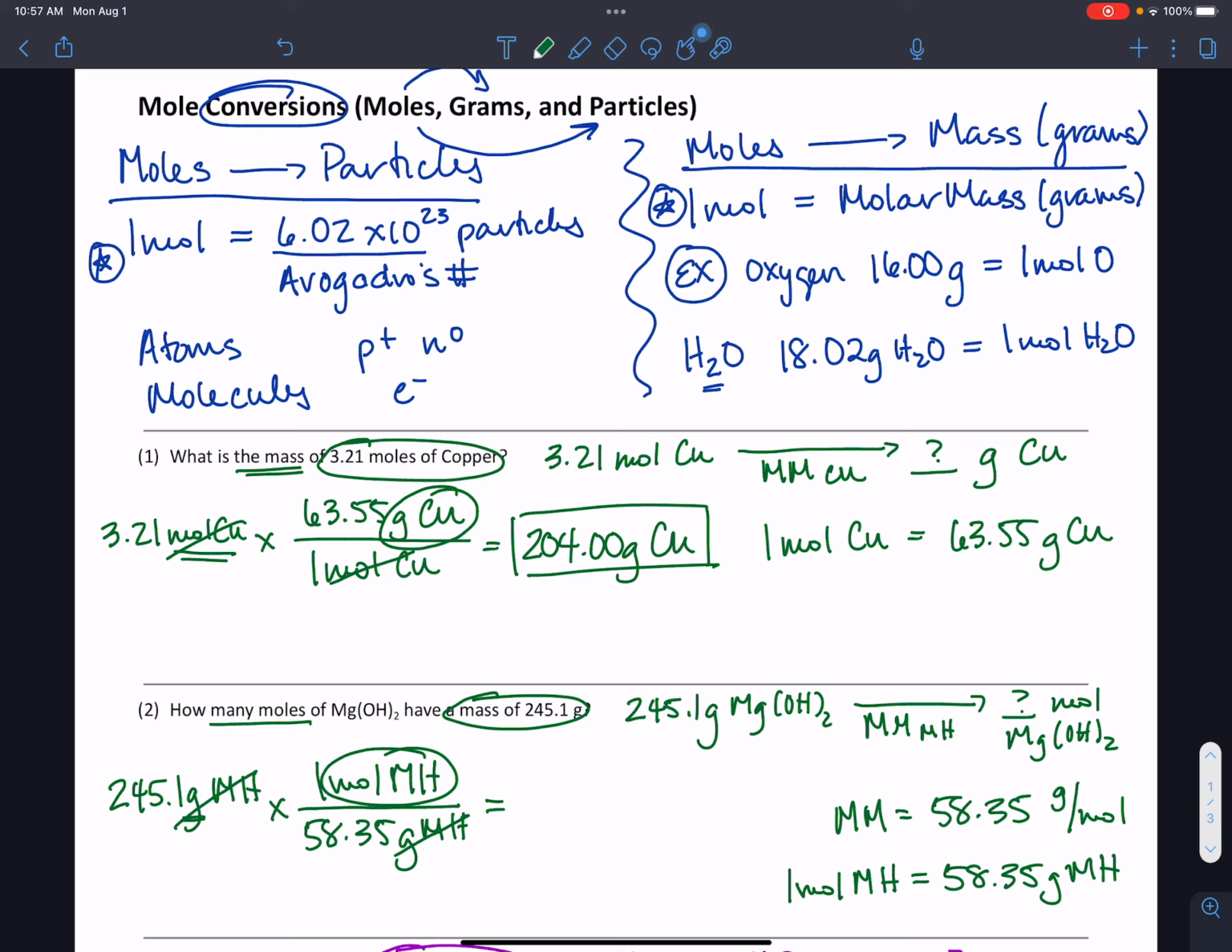So I get my calculator and I divide 245.1 by that 58.35, and I find that this mass of magnesium hydroxide is equal to 4.20 moles of that Mg(OH)2. All right. So you can see here 2 different ways, starting from grams and going to moles, or starting from moles and going to grams. Both of them use the same conversion factor in that they're both molar mass conversion factors, but one is flipped with grams on top and the other has grams on the bottom, depending on what we are trying to cancel.